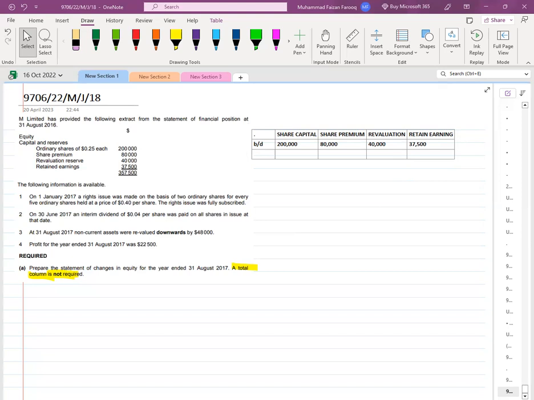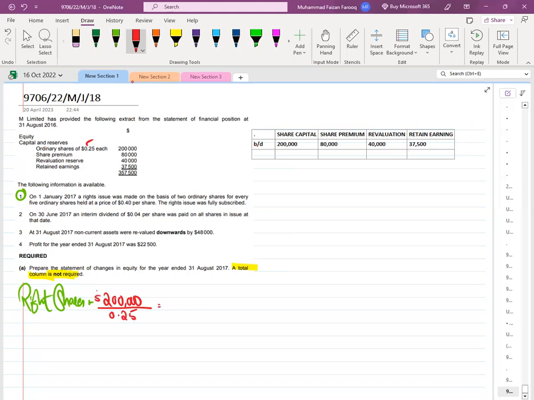So, the first note is: prepare the statement of changes of equity. Rights issue. We know in the case of a rights issue, we are calculating rights shares. Rights shares means, see what is our total share capital. It was 200,000, but here the game is different. The par value is not $1, the par value is 0.25. So 200,000 divided by 0.25, so we got 800,000 shares.